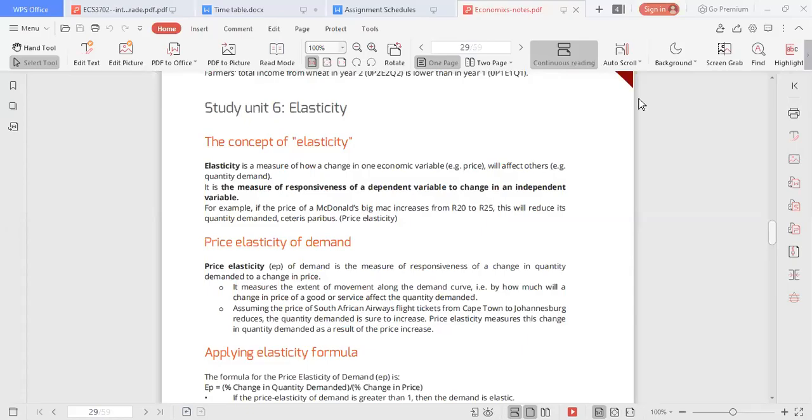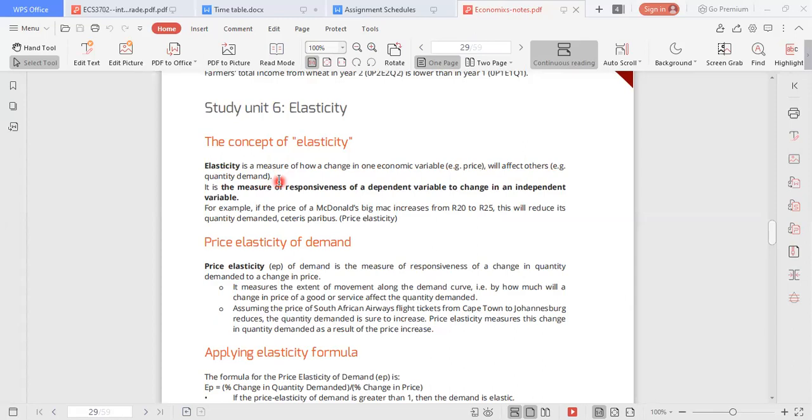Okay, we are supposed to take a look at the concept of elasticity. At first we want to define what we refer to as elasticity. Elasticity is a measure of how a change in one economic variable will affect the other. So what do we mean?